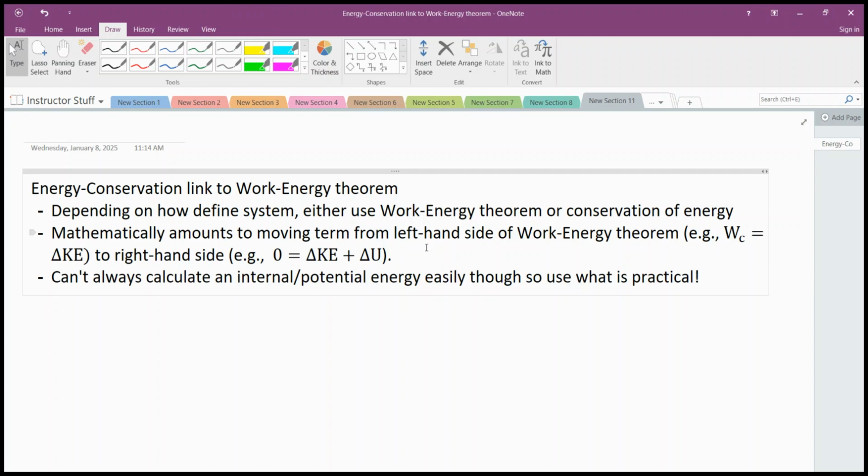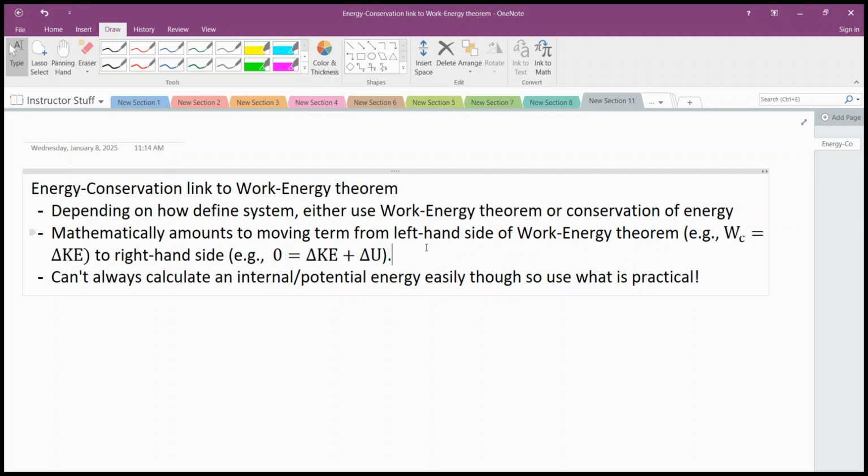Because of how easy it is to transform between energy conservation and work-energy theorem, you might then ask, how do I know which one to use when? Well, as with most problem-solving strategies in physics, use whatever is practical, whatever makes your life easier, whatever you are able to do based on the information you are given. It's possible, and in many cases in introductory physics classes it is the case, that you can use either one, in which case just use whichever you prefer.